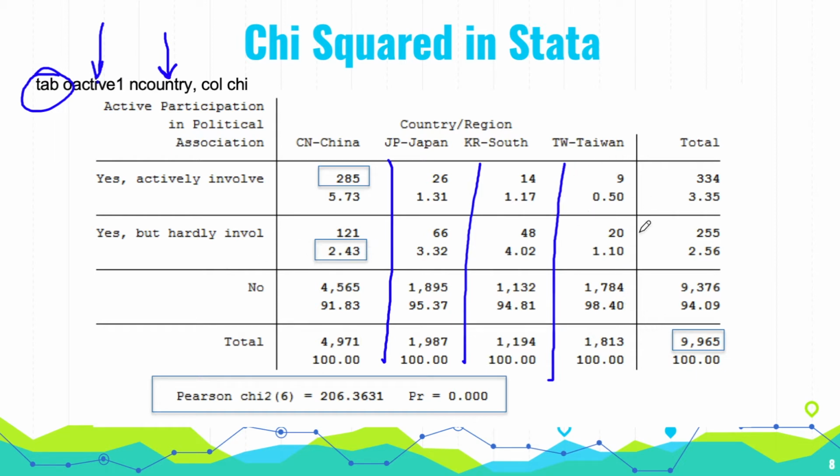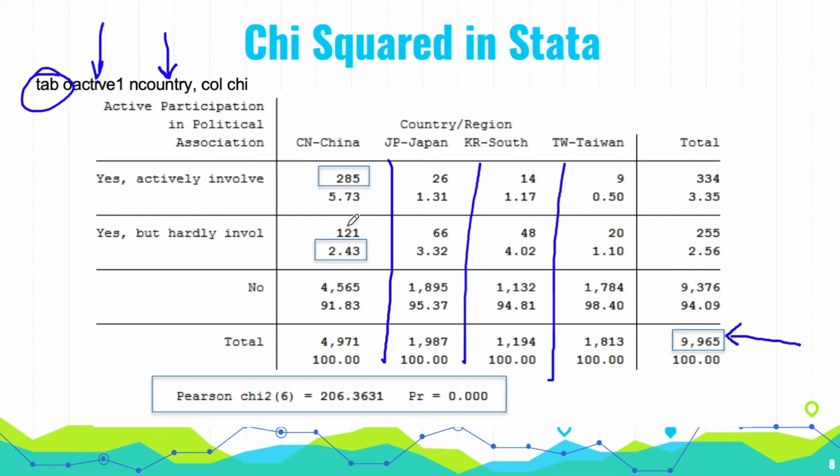Let's talk about the difference between total rows and columns and the data rows and columns. If you wanted to see N, your total number of respondents in your sample, you would want to look at the total cell here. There are 9,965 folks that responded to this survey. Here are the totals for each of these rows added up. 285 plus 26 plus 14 plus 9 is 334. So regardless of country or region, 334 folks said yes, they are actively involved in a political association.